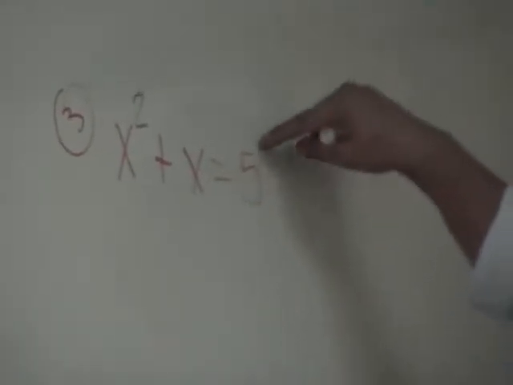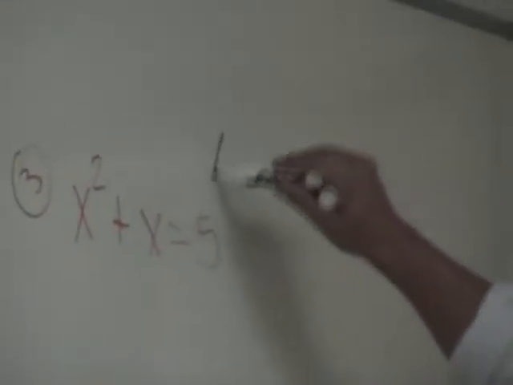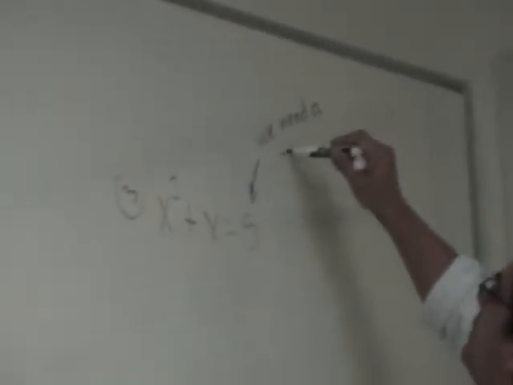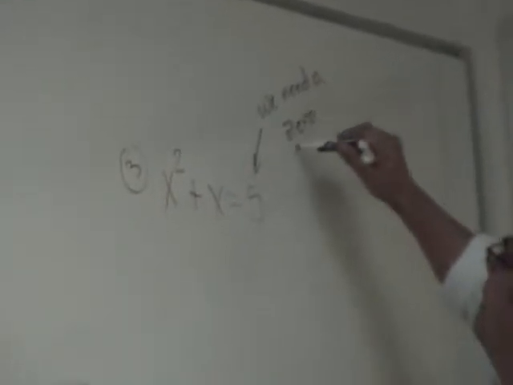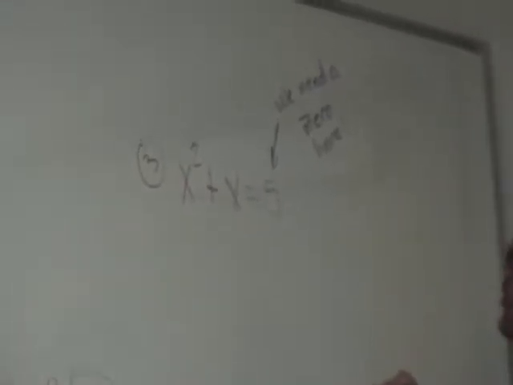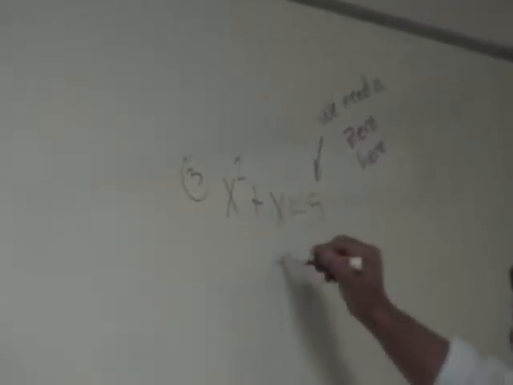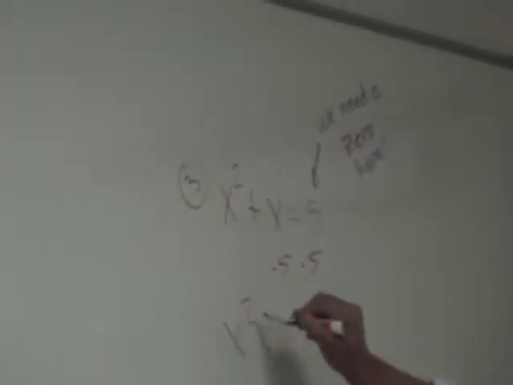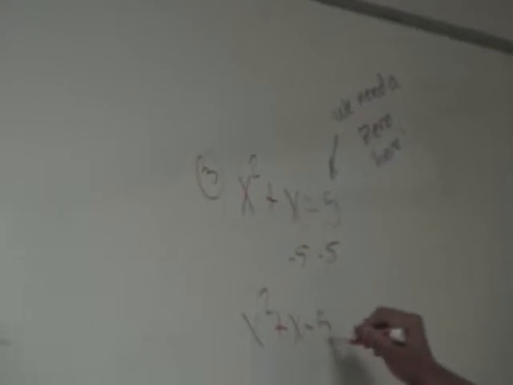I need to move the 5 over so that I have a what on this side? Zero. It has to be a 0. We need a 0 here. So, I do this. X squared plus x minus 5 equals 0.